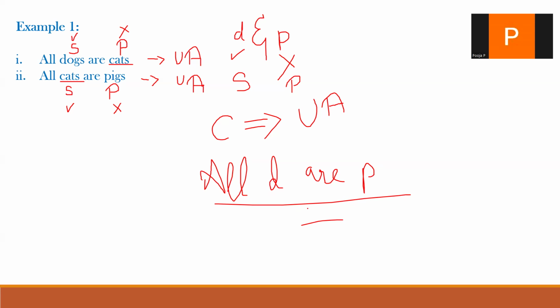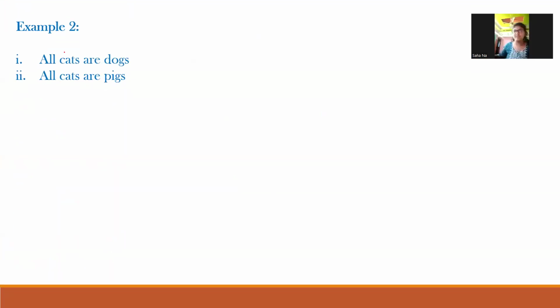Fine. So we'll move to the next one. Yeah, the next we have premise 1, all cats are dogs. Premise 2, all cats are pigs. So tell me which is the subject, which is the predicate, and middle term. Cat is subject and dogs is the predicate. And again cat is subject and pigs is the predicate. Right. So middle term, cat. Right. Okay. And tell me the quantifier. It's a universal affirmative statement.